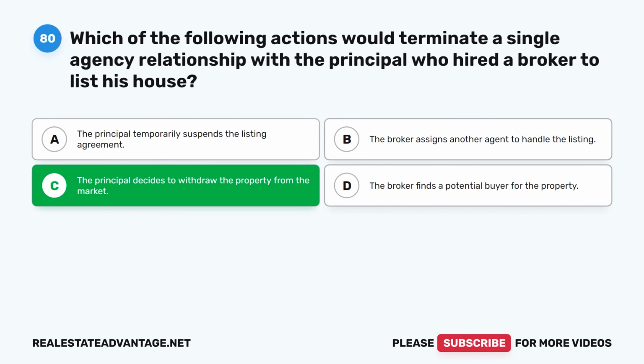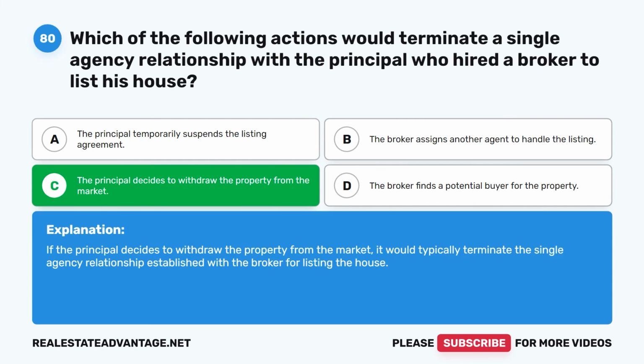The principal decides to withdraw the property from the market. If the principal decides to withdraw the property from the market, it would typically terminate the single agency relationship established with the broker for listing the house.